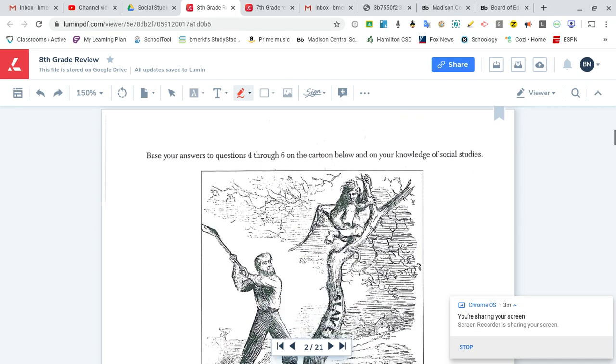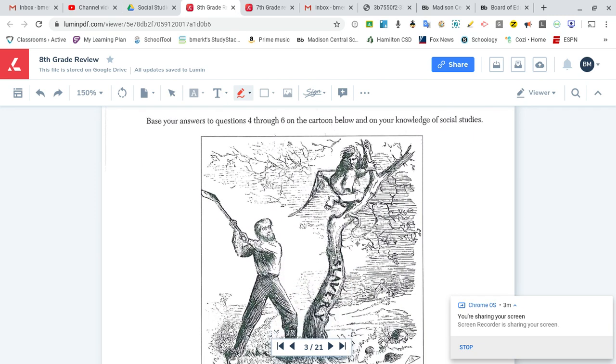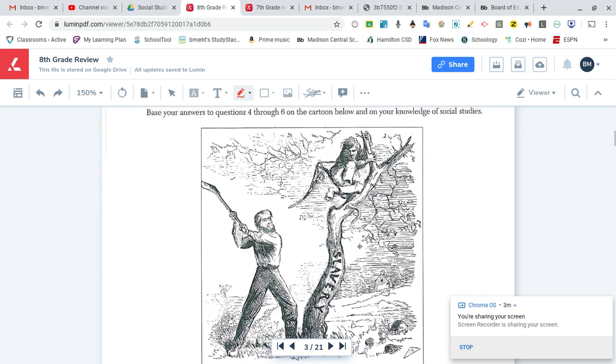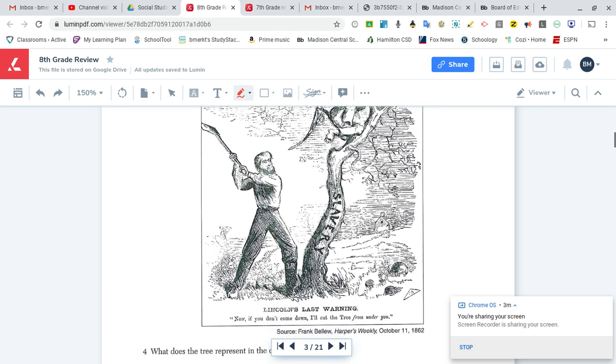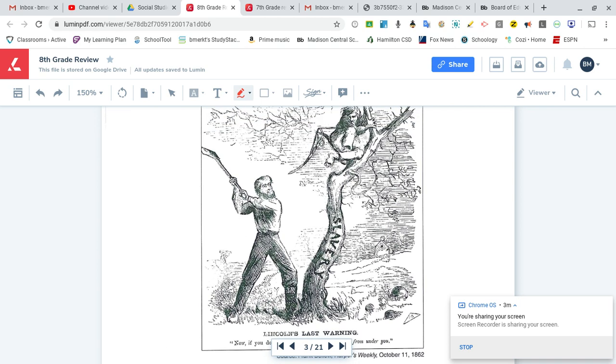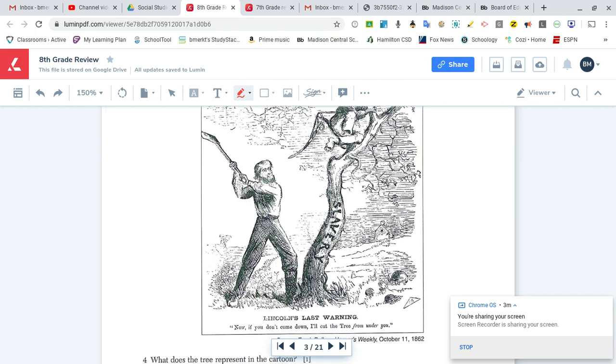Now going down to the second page, do you remember we talked about the Civil War? That's where we began this year, talking about the Civil War. You see a picture here. Remember, we always look at everything in the picture. We read words that are on the picture. Obviously, this tree here is labeled with slavery. You have this person with a beard.